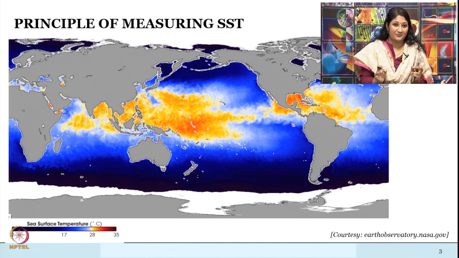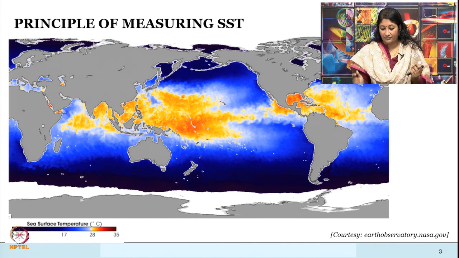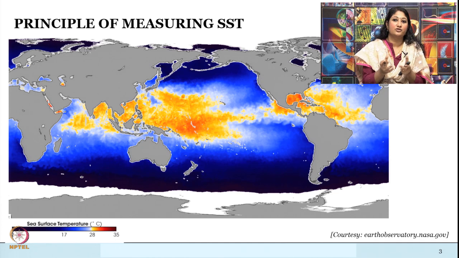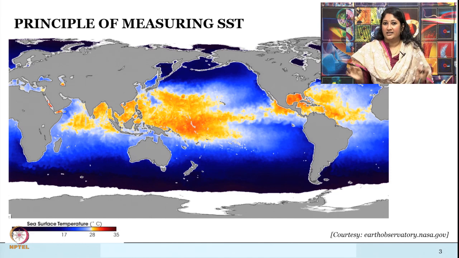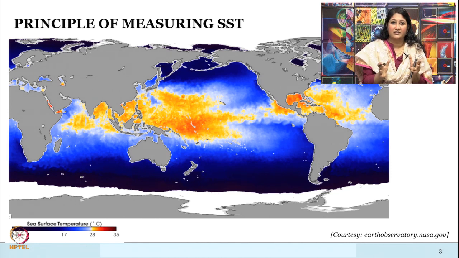What you see on the screen in front of you is the sea surface temperature again in degrees Celsius from minus 2 to 35 from Earth Observatory NASA. In ideal cases, SST or the salinity can be inferred from microwave brightness temperature. So, when I say TB, I hope that you understand it refers to microwave brightness temperature. But then, this is for the ideal case where the ocean does not contain any debris, the ocean is not affected by winds. Okay, this is the ideal condition.